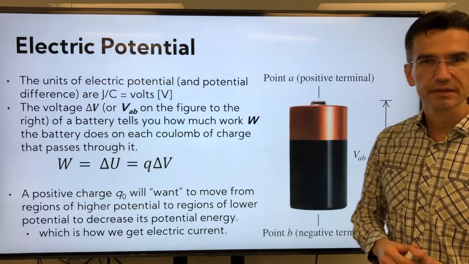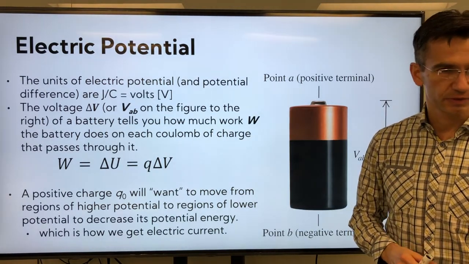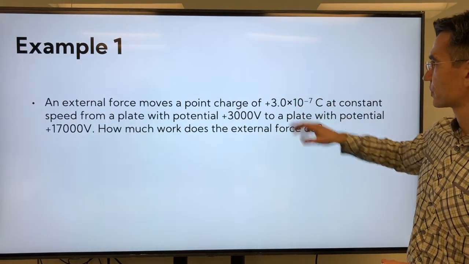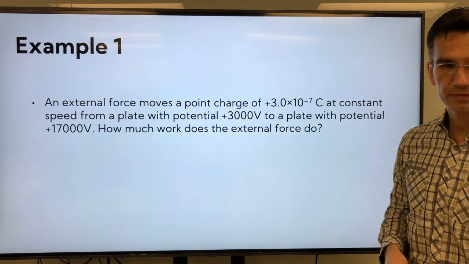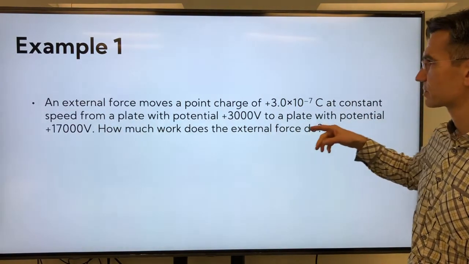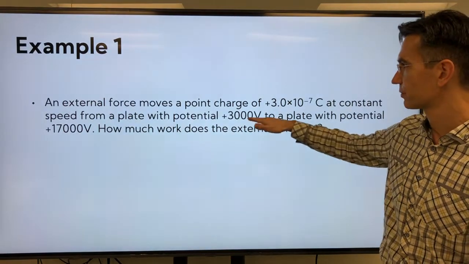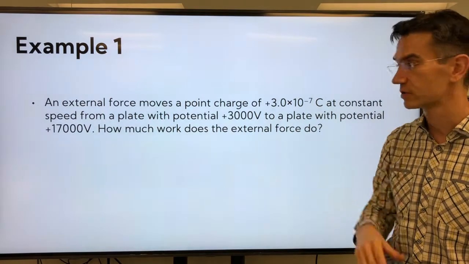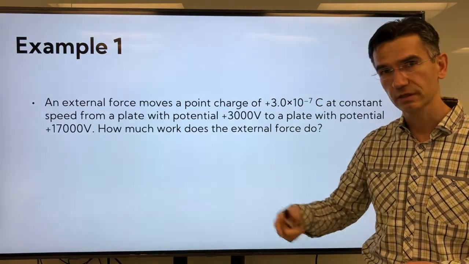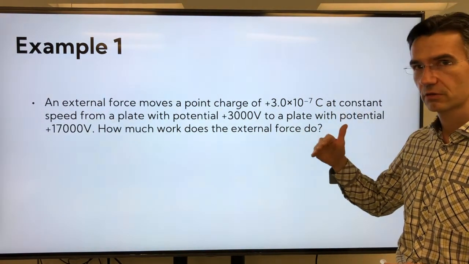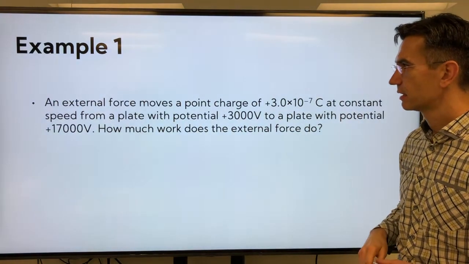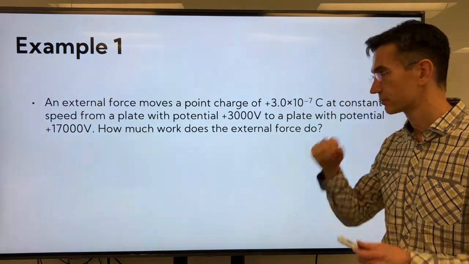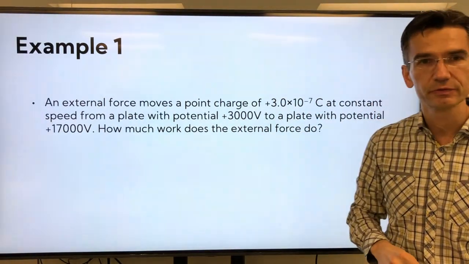So let's take an example of a difference in electric potential. Let's say that we have a charge of 3 times 10 to the minus 7 coulombs, and we're moving it at a constant speed from one plate with a potential of 3,000 volts to another plate with a higher potential, 17,000 volts. So we have to do work because we're moving from an area of lower potential to a higher potential. In other words, the electric field in this case is doing negative work. We are doing positive work. So how much work is involved in doing this?